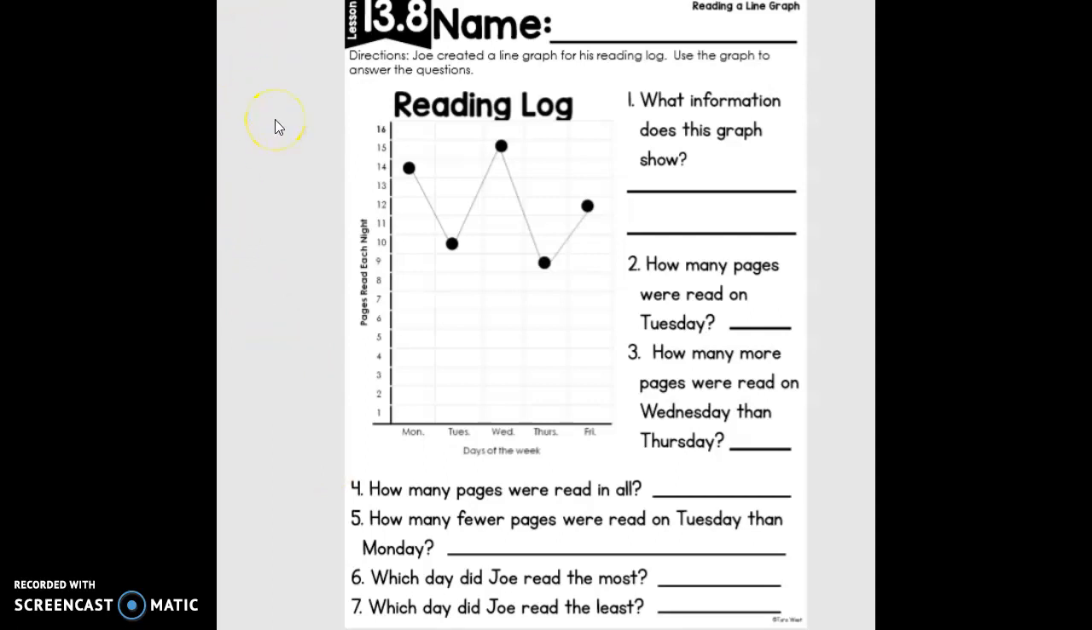Pause the video in between questions because I know I went kind of fast. You can pause and answer the question on your worksheet and then hit play and keep going.